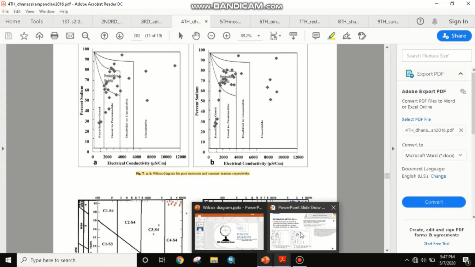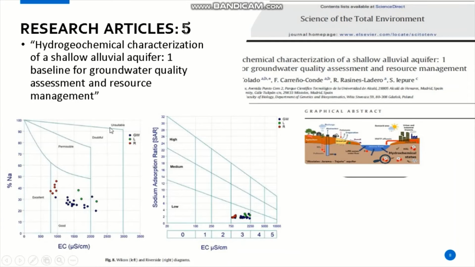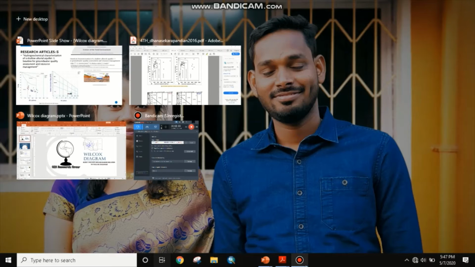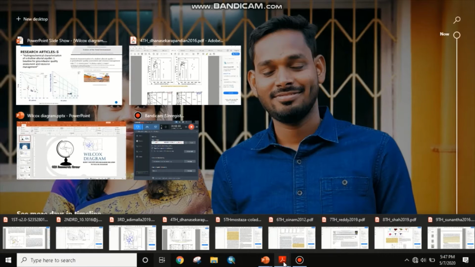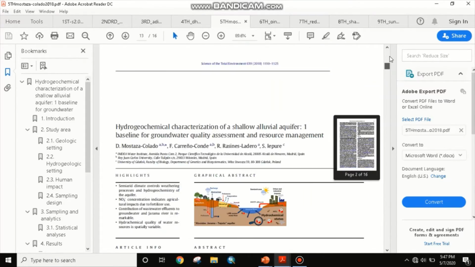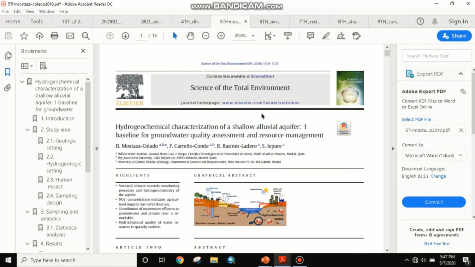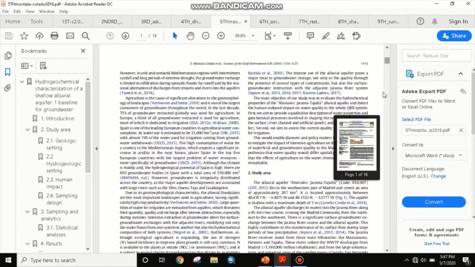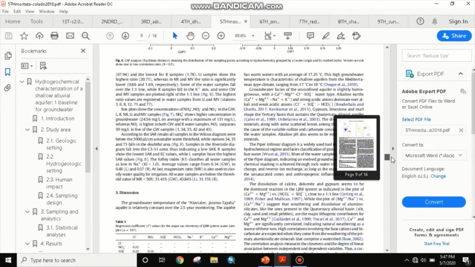So let's have a look at our next article. In this article, research article 5, the title is "Hydrogeochemical Characterization of a Shallow Alluvial Aquifer: a baseline of groundwater quality assessment and resource management." So let's have a look at this article. This is article number 5. We will go straight to our Wilcox section.